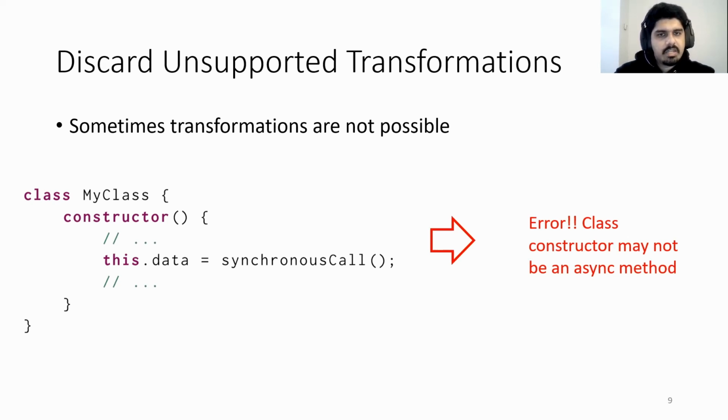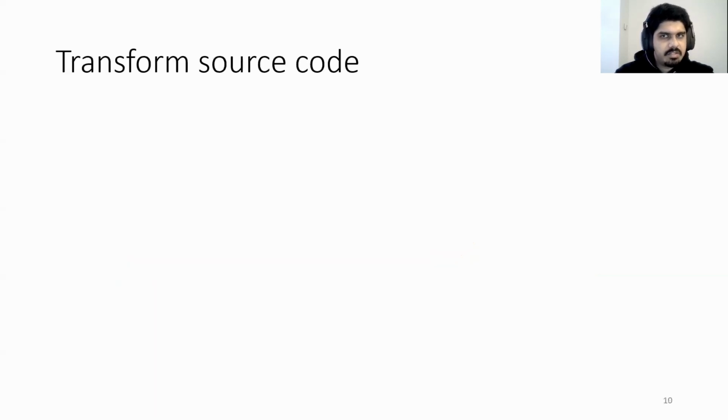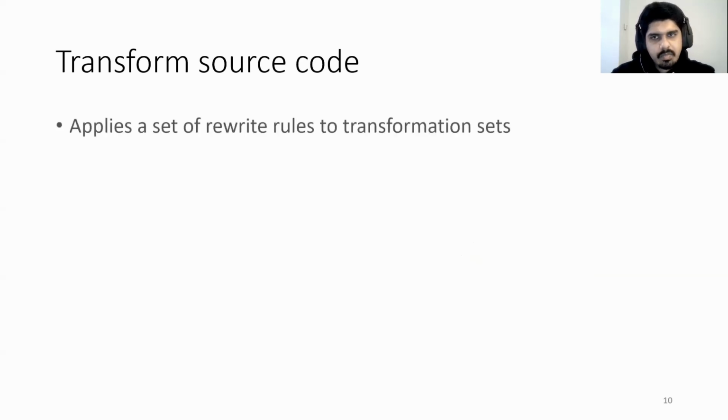There are a few other cases where we do not support the transformation. One of them would be if a function already returns a promise, or sometimes there are functions which we simply do not support at this point in time. We would identify such functions from the transformation set and remove that particular sync call completely from our list of transformations. And the last step is to actually transform the code.